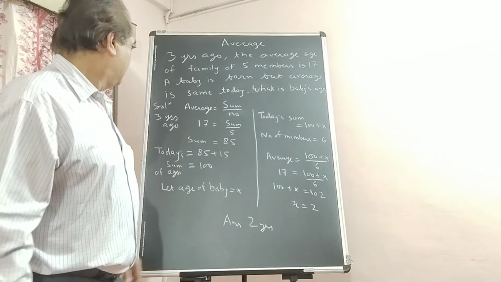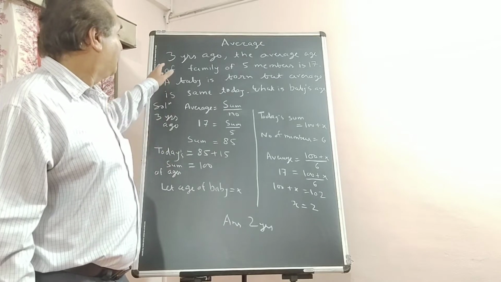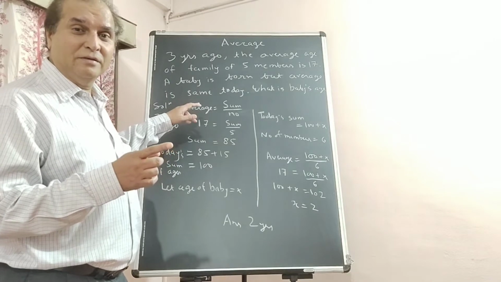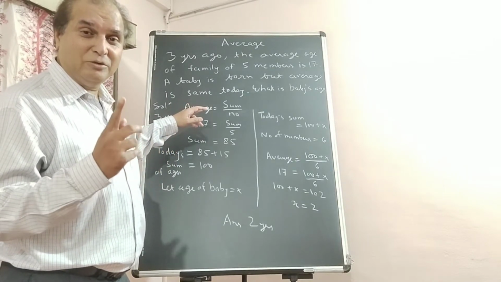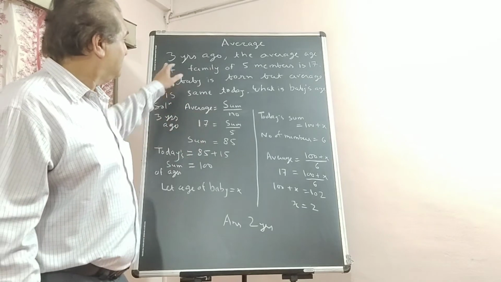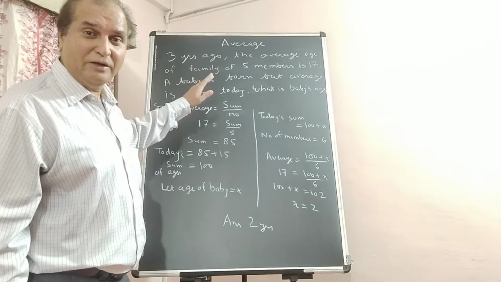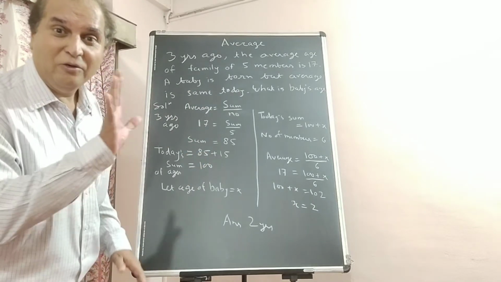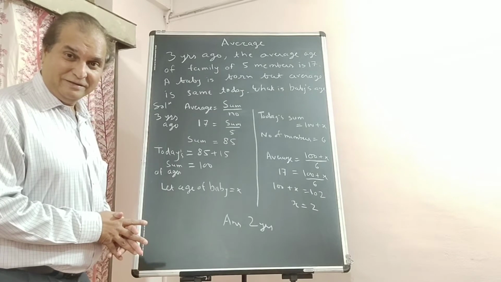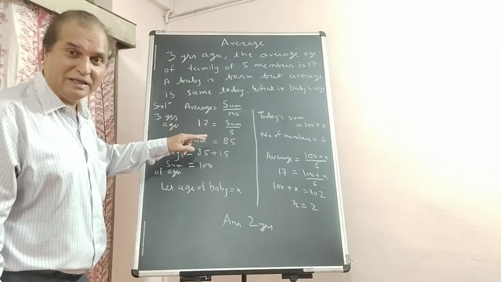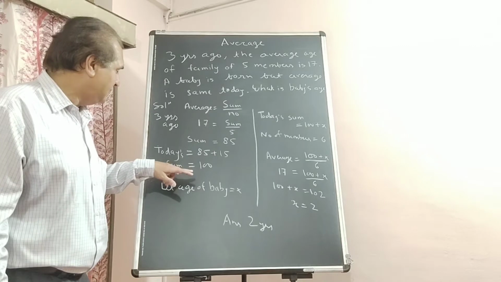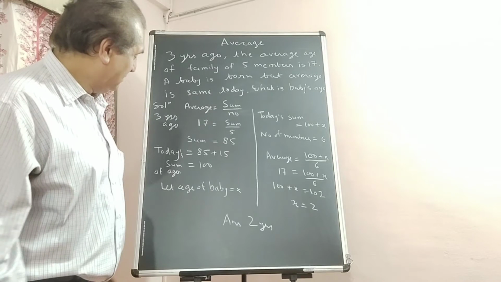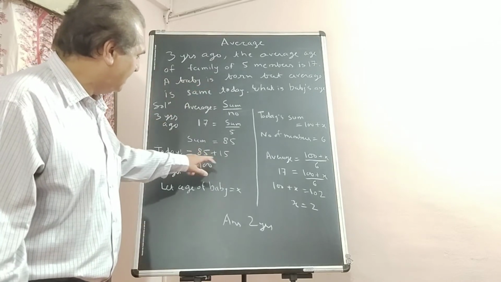Okay. So today, after 3 years, this was 3 years ago, 3 is added to everyone's age. So for 5 members, 3 into 5, 15. So today, the sum is 100 years of 5 members only. Because 3 years ago it was 85 sum, but now today it is 100, because everyone has grown 3 years. Okay, so total 15 I'm adding.